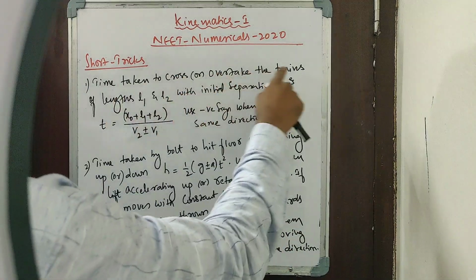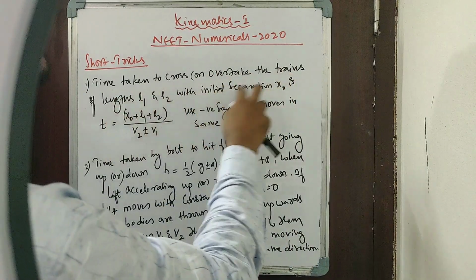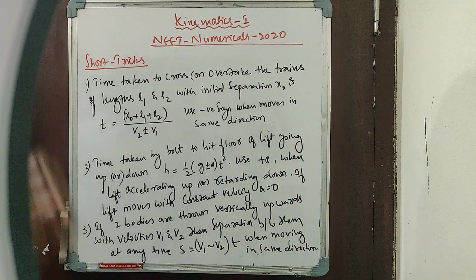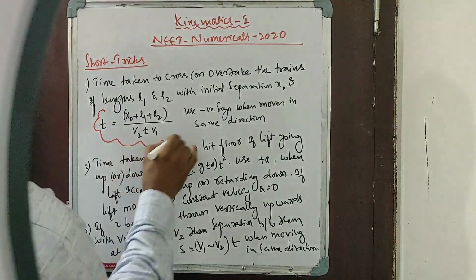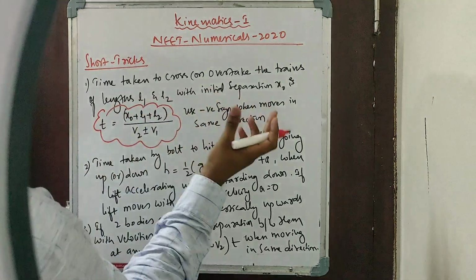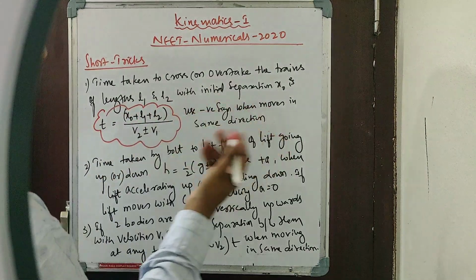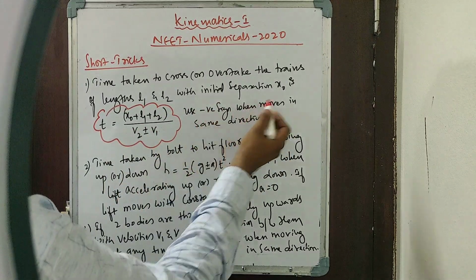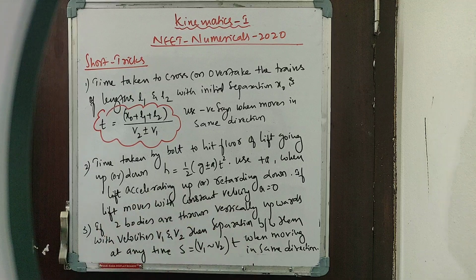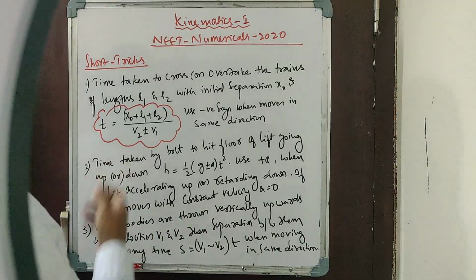Time taken to cross or overtake the trains of length L1 and L2 with initial separation of x0 is equal to how much? The answer is t = (x0 + L1 + L2) / (v2 ± v1), where x0 is the initial distance between them and L1 and L2 are the lengths of the trains. Use the negative sign when they are moving in the same direction and the positive sign when they are moving in the opposite direction.